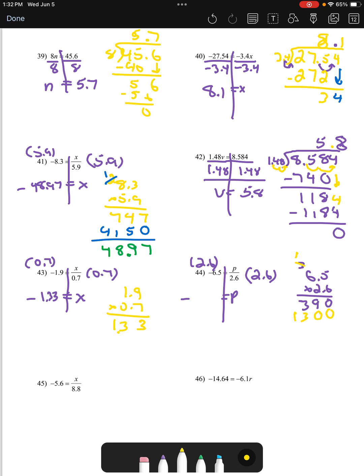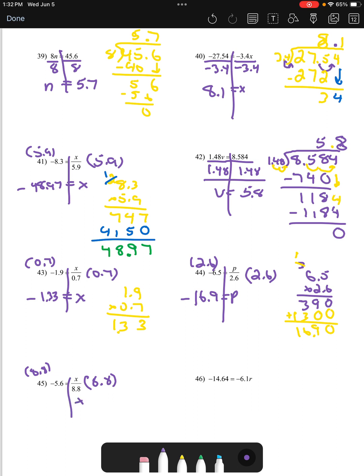New line starts with a 0. 2 times 5 is 10. Carry a 1. 2 times 6 is 12. With the 1 is 13. Add them up. We get 1690. 2 decimal places. We get 16.90. So we can say our answer is negative 16.9.